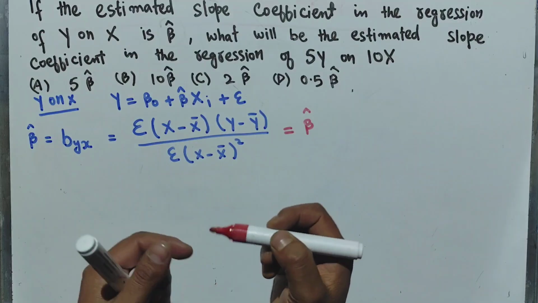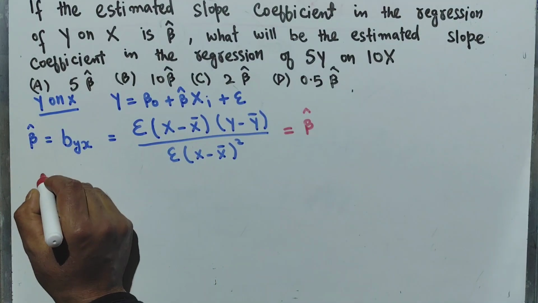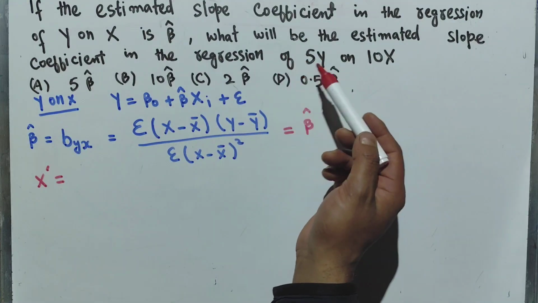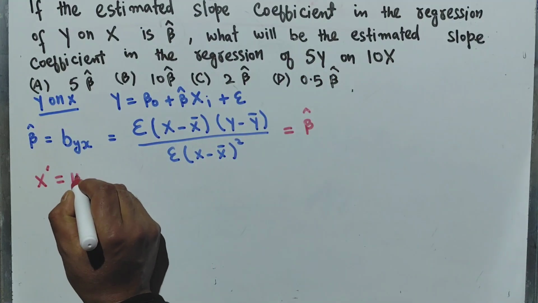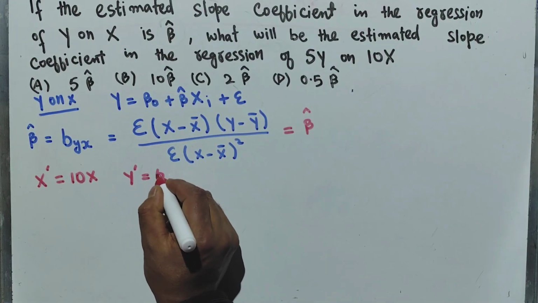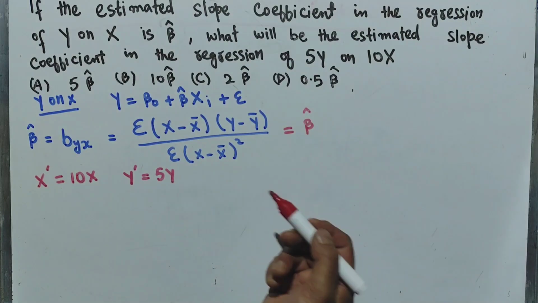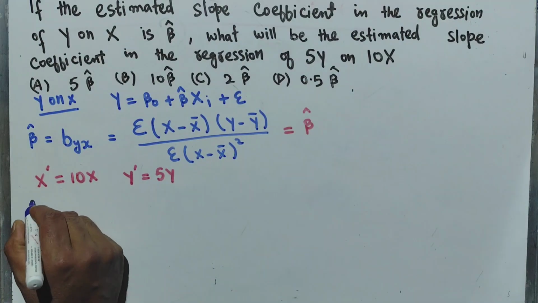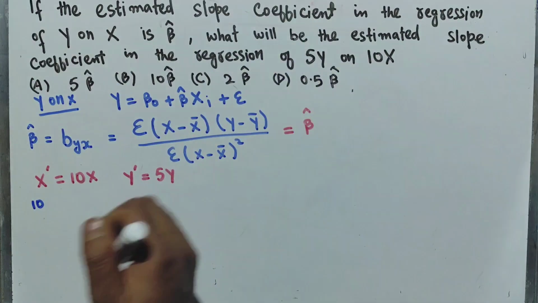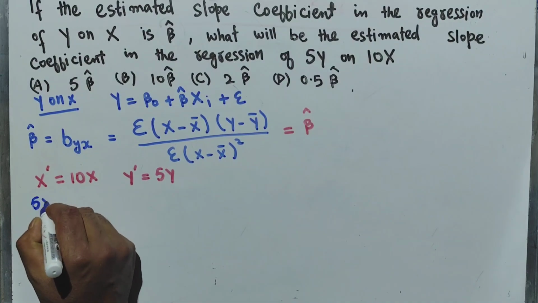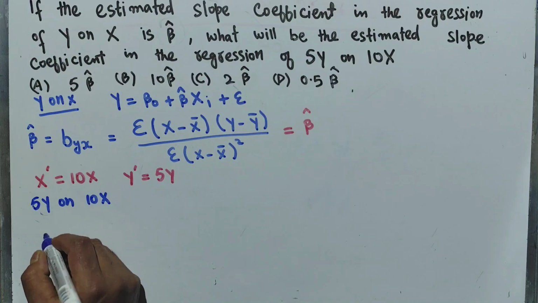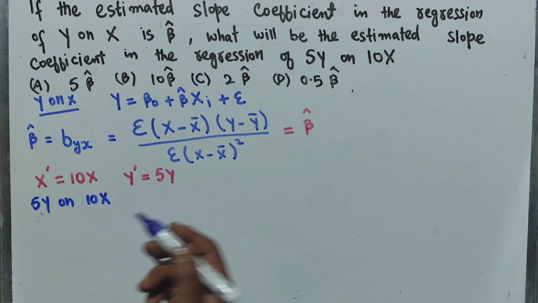Now let's write it here. Let's denote x prime, or x dash. We are told that in place of x we have 10x this time, and in place of y we have 5y. Now we need to find the slope coefficient in the regression of 5y on 10x. So let me write it here, 5y on 10x. That means we need to calculate the slope this time.